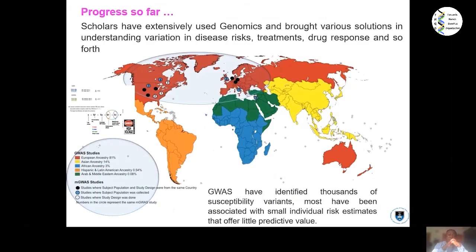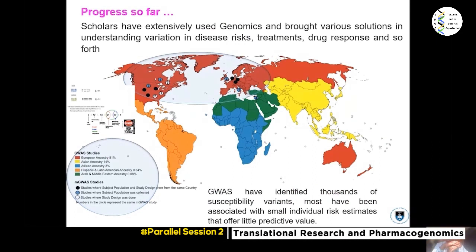So progress has been made so far, however, most of the studies have been conducted in a European context. As you can see from this picture, taken from my recent publication, 81% of genome-wide association studies have been conducted in Europeans. You can see it in red over there. And only 3%, in blue here, of genome-wide association studies have been conducted in Africa. That really shows a huge disparity in genomic studies, and that gap needs to be filled.